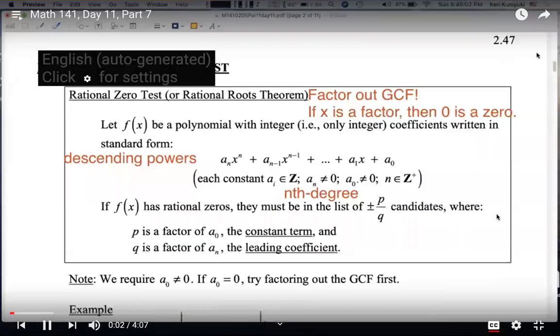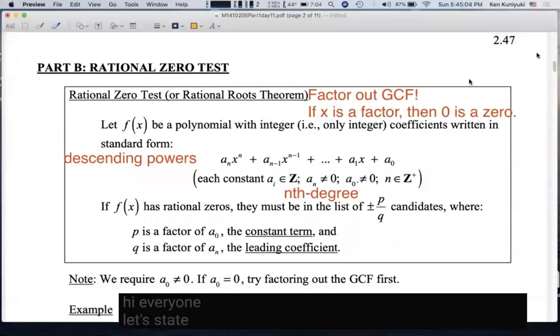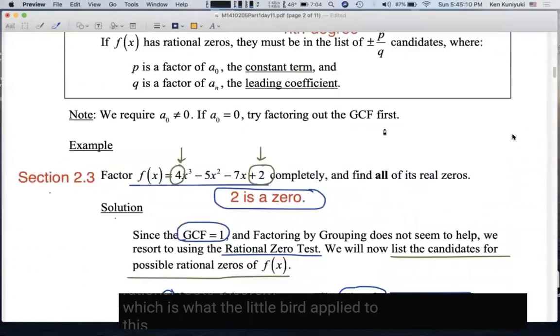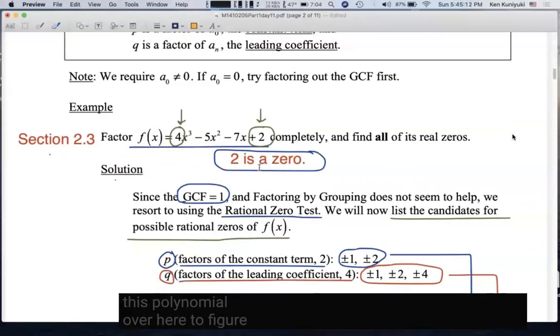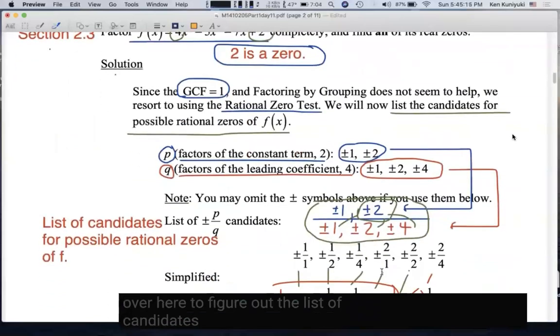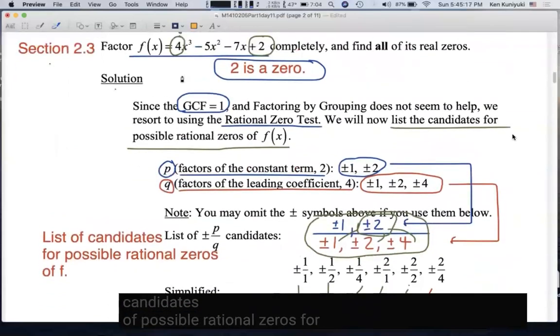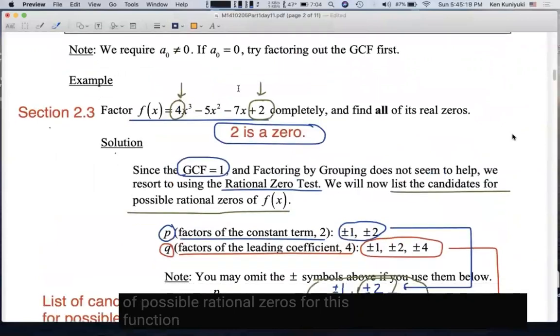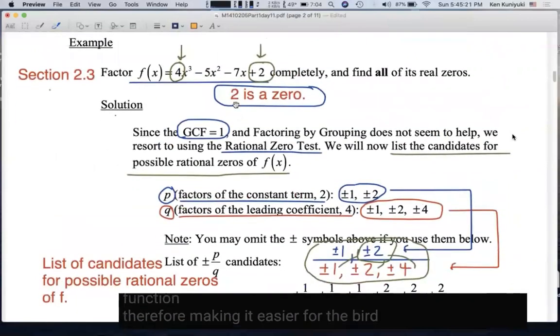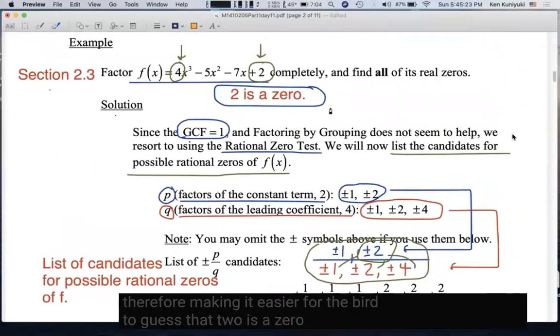Hi everyone. Let's state the rational zero test, or rational roots theorem, which is what the little bird applied to this polynomial over here to figure out the list of candidates of possible rational zeros for this function. Therefore, making it easier for the bird to guess that 2 is a 0, as opposed to, say, 3 or -1/3.